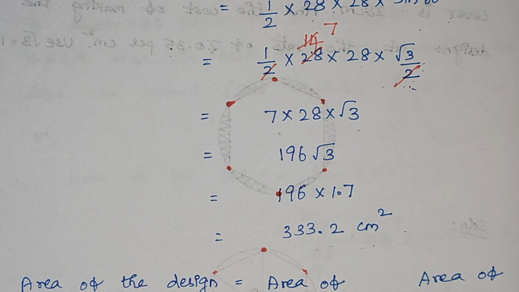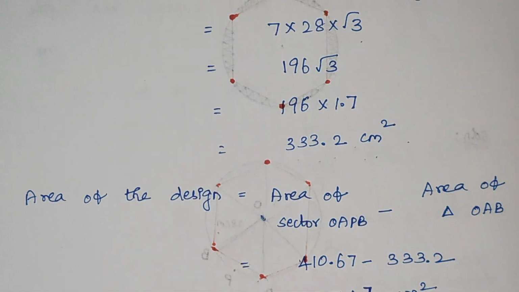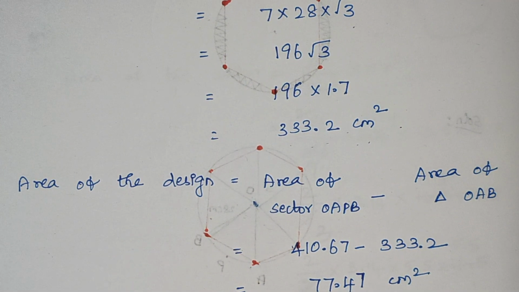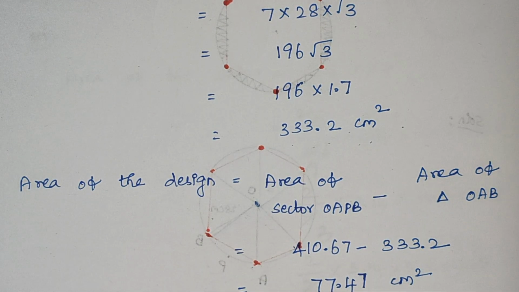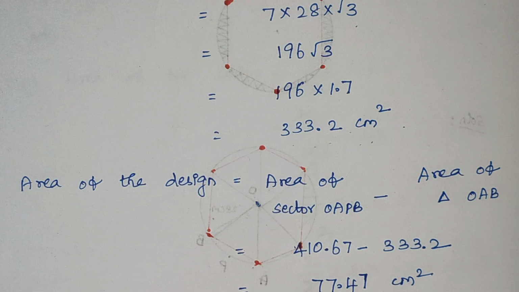Now we are going to find the area of the design. So the area of the design is nothing but the area of the sector minus the area of the triangle. Let us see the diagram.